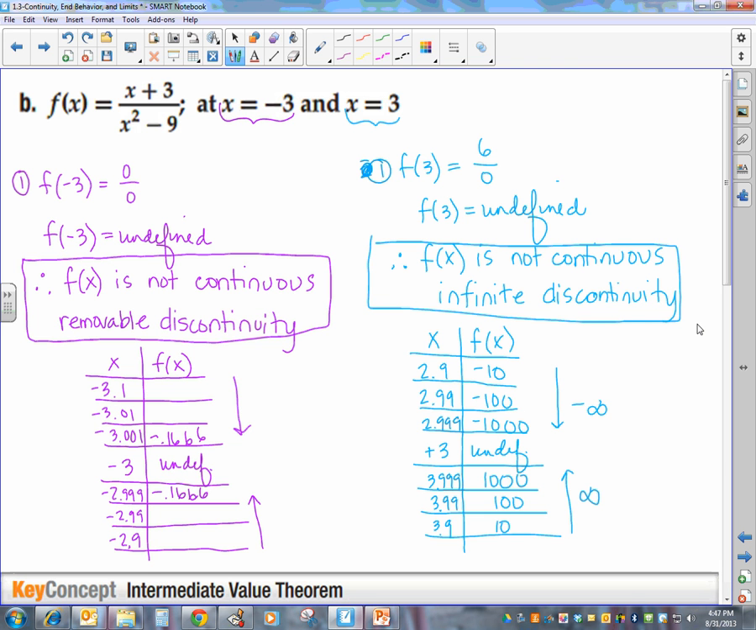So that sums up continuity. We confirmed it with our picture. We proved it with our algebra. And that stops the lesson. Go to part B if you want to hear about end behavior and the intermediate value theorem.